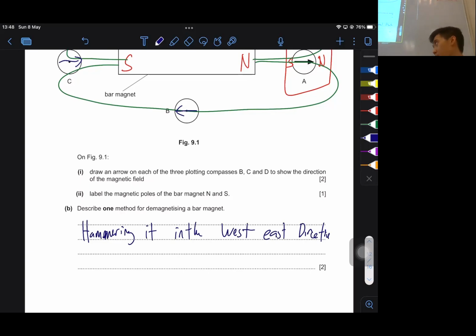Oh, by the way, for those who are wondering, does this actually work? I've tried to hammer it before. I smashed the magnet into 1,000 pieces, and those 1,000 pieces were still attracted towards each other. So the theory sounds good, but the real thing, maybe I did it wrong.